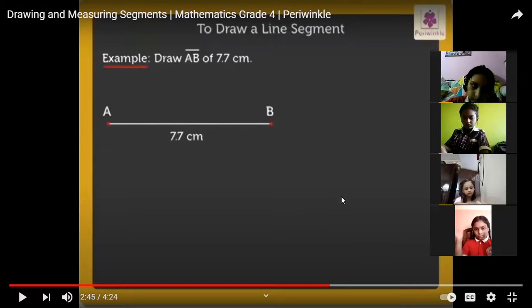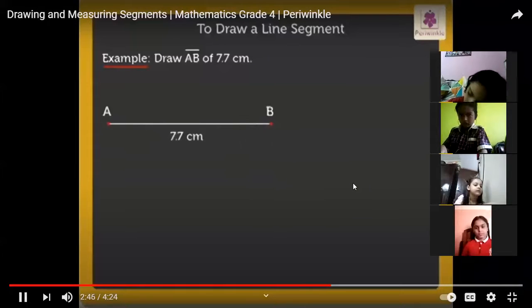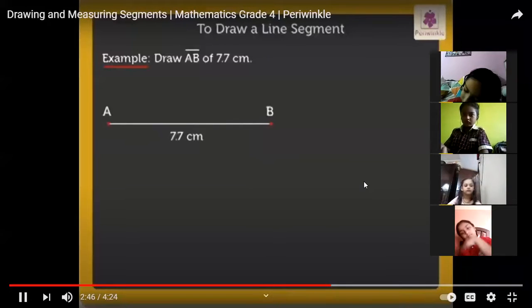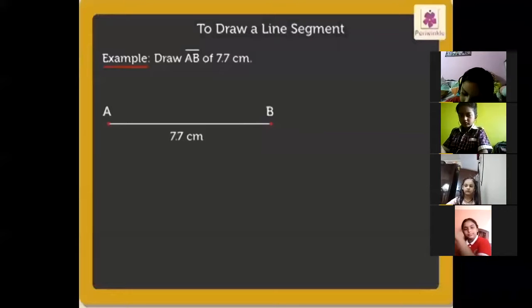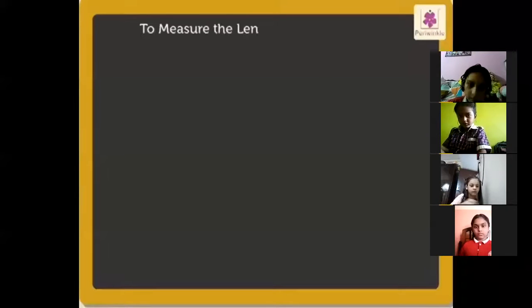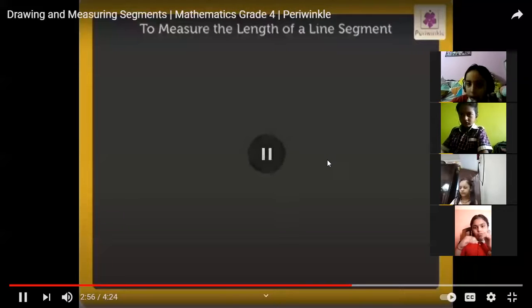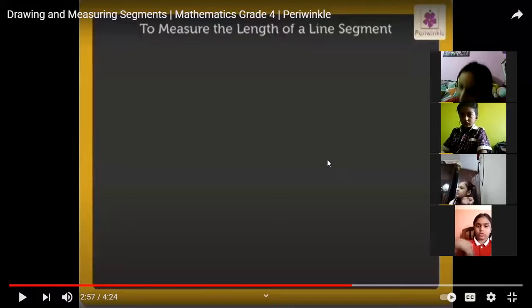Okay, beta? After learning about how to draw line segments, let us now focus on how we measure the lengths of line segments. So beta, now as we have already done how we are going to draw the line segment, but this is the time to measure the line segments that will definitely be given in your book or in your exam paper. So we are just going to discuss.